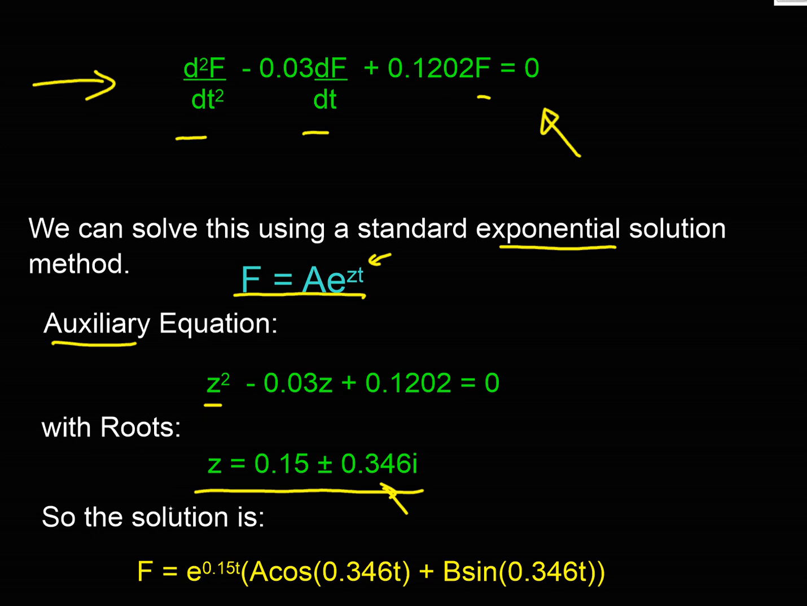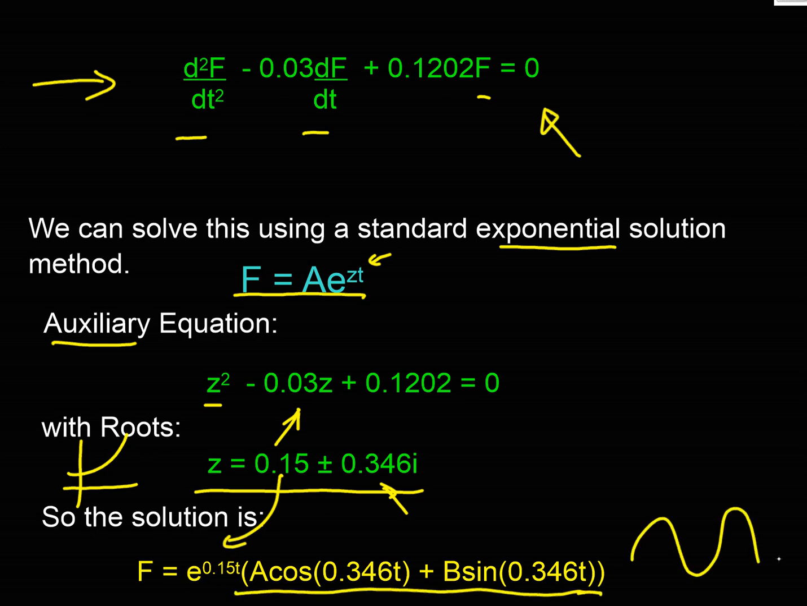So what does the solution look like? Well, the 0.15 is an increasing exponential, isn't it? That's going to give us our exponential like that. The imaginary part is giving us a combination of cos and sine, which is going to be an oscillation. There we are. So we've got a solution for f, the number of foxes.